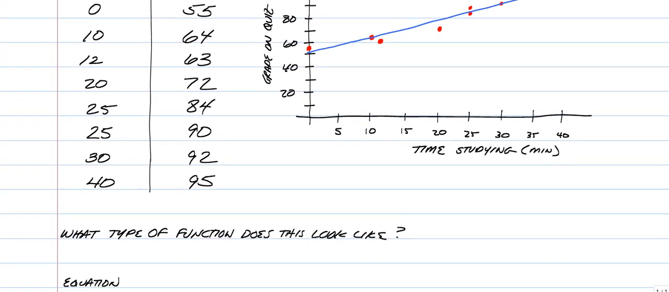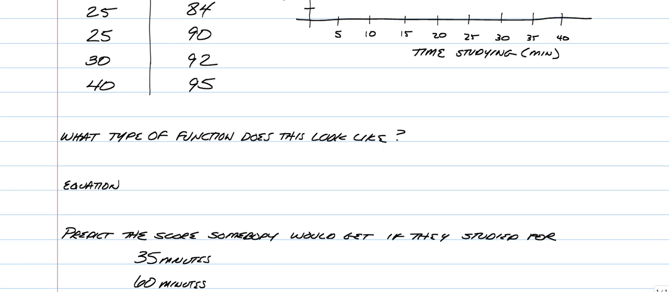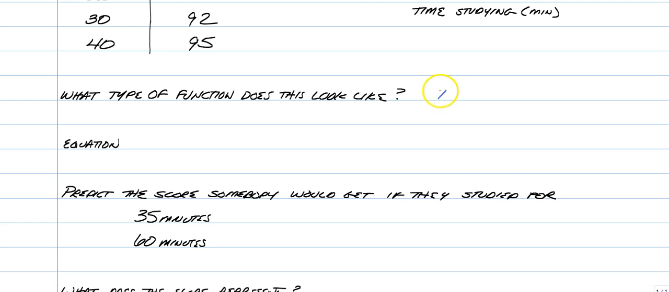So what we're going to do is first talk about the type of function this looks like. Obviously it looks linear with a positive slope, okay? So we're going to say that this is a positive linear function. We're going to talk about all sorts of models throughout the course of this year, quadratic, power, all sorts of different things. But this one looks like it's linear, and it has a positive slope. So how do we find the equation?